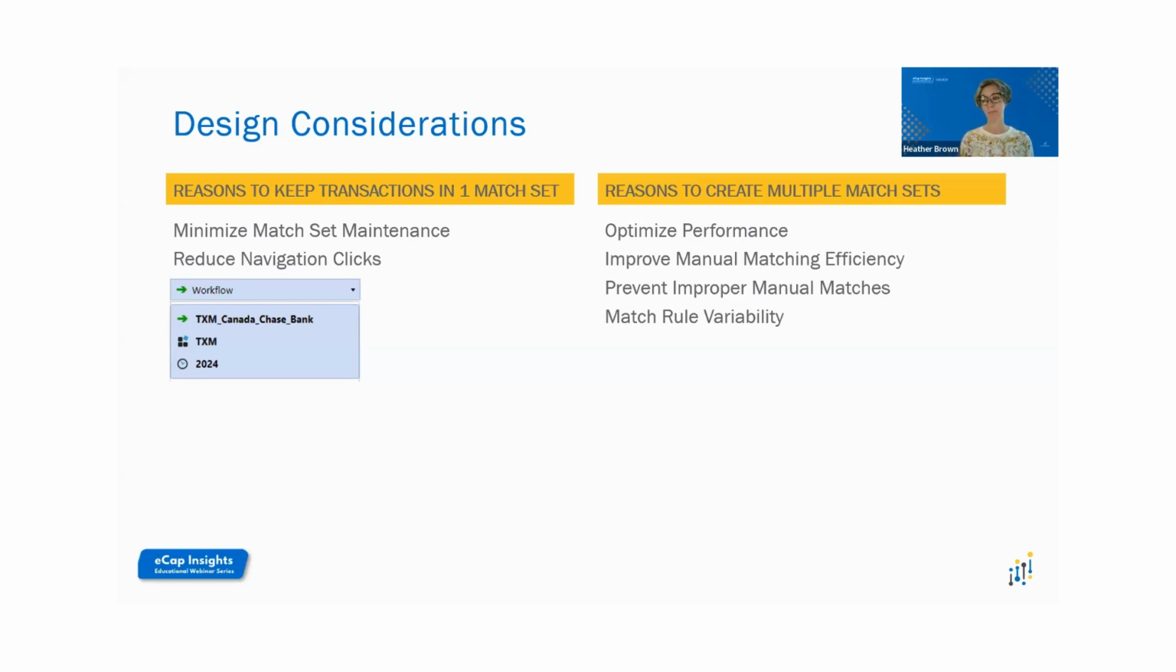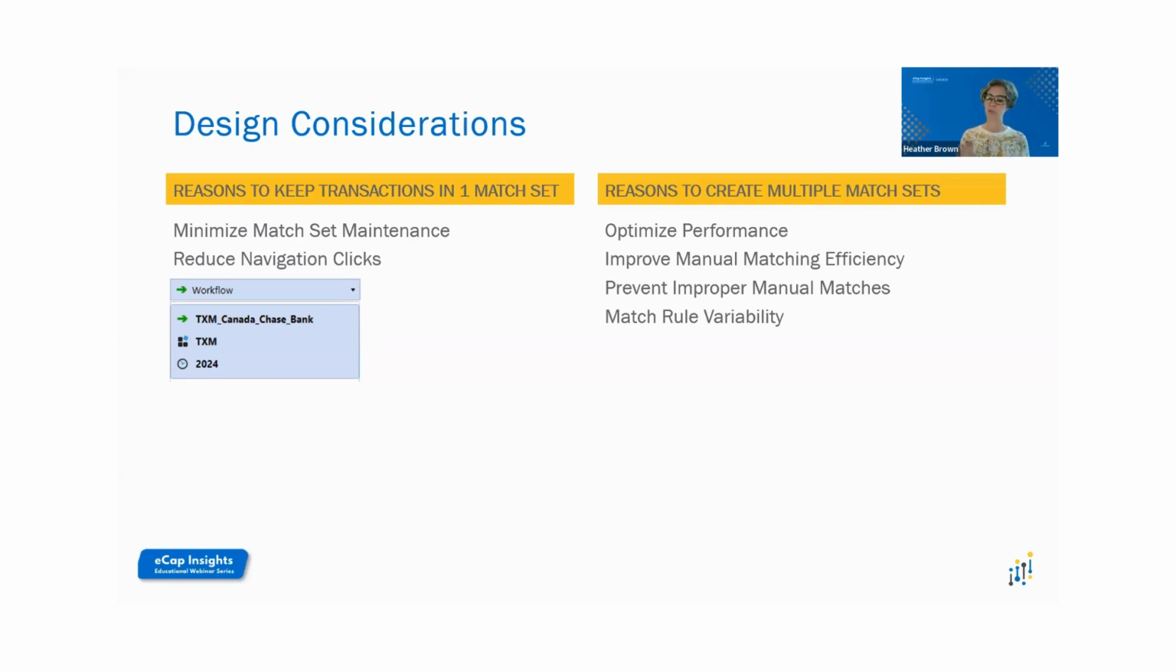And the first one is minimizing the maintenance, the reason I talked about before. So as I said, when you create your match sets the first time, you can copy from one match set to another, which is going to copy all aspects of that match set, including the data set definition and the match rules, which again are the two areas that take the most time when you're building match sets.